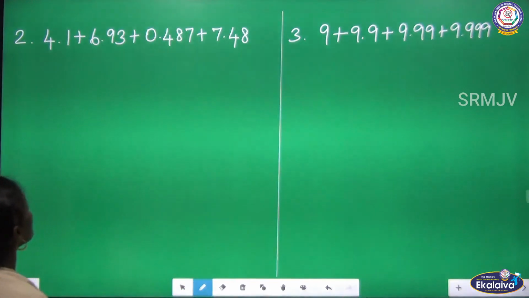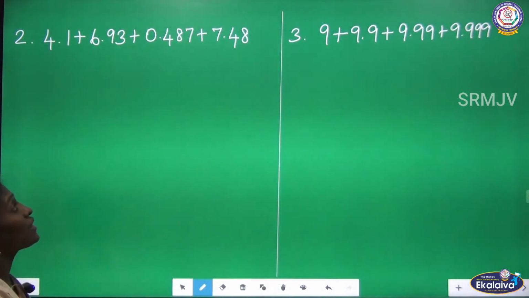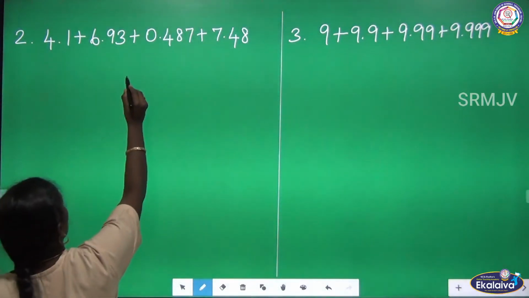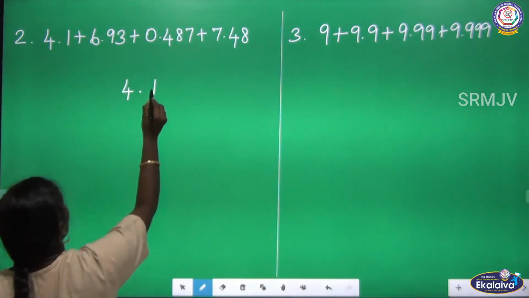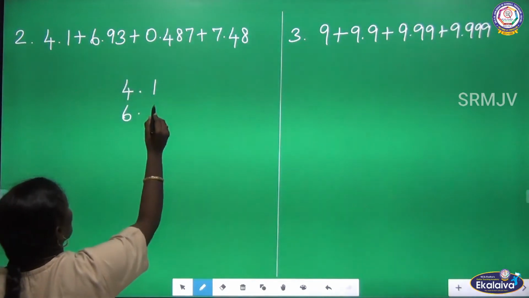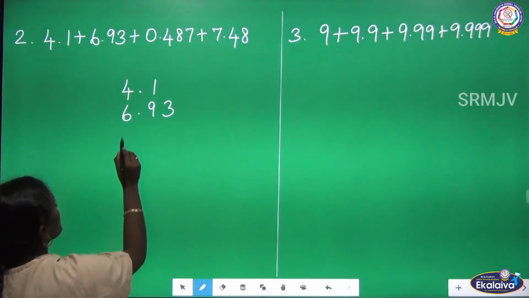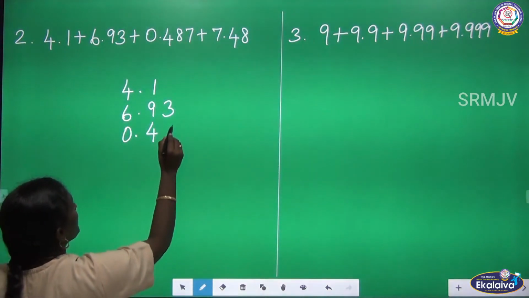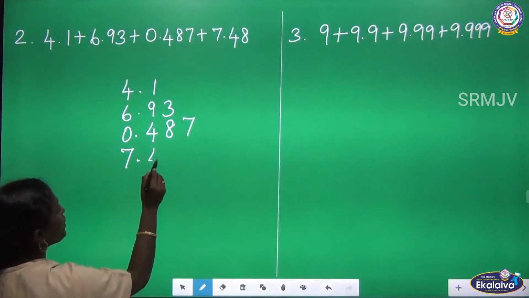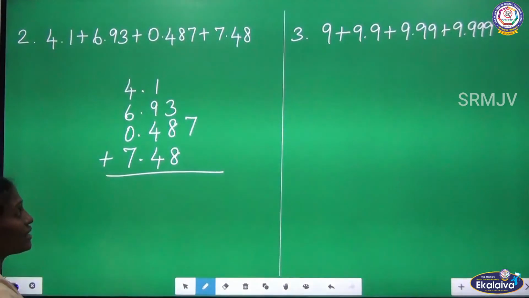The next question, 4.1, 6.93, 0.487, 7.48. First we have to arrange the given decimal numbers. 4.1, 6.93, 6 is a 1-digit number, then 9 is the first decimal place and 3 is the second decimal place, and 0.487, then 7.48. Now we have to add the numbers.